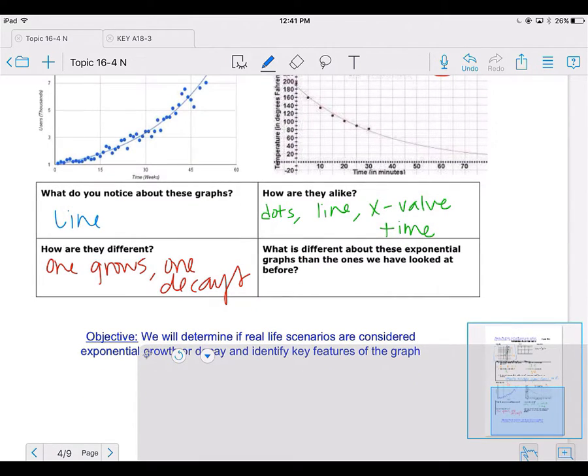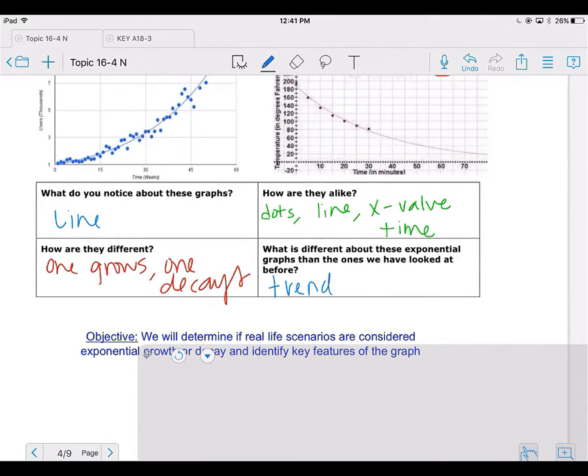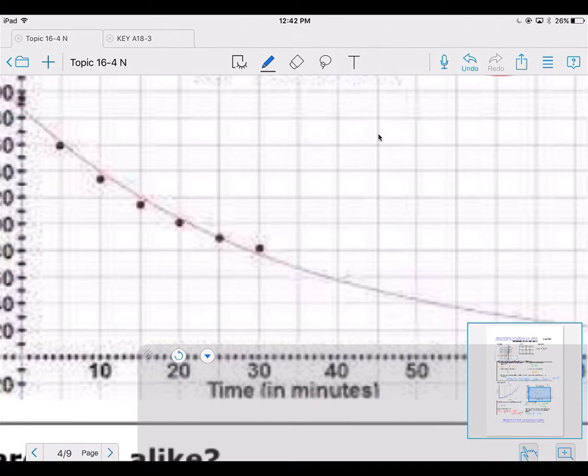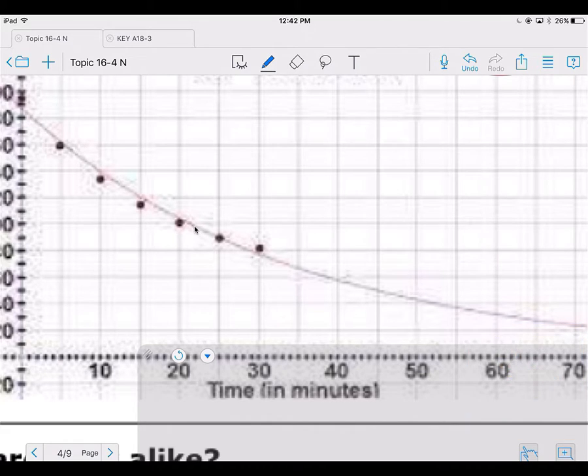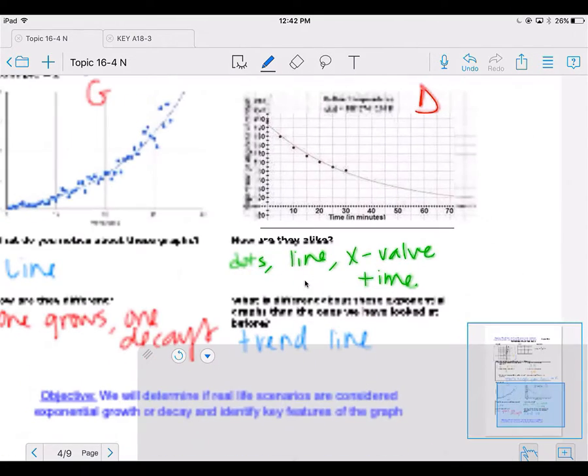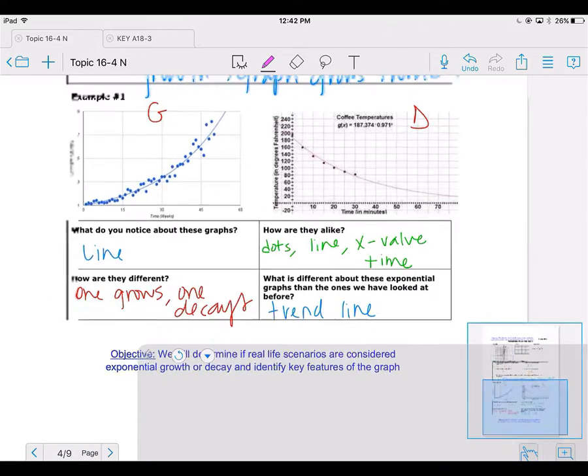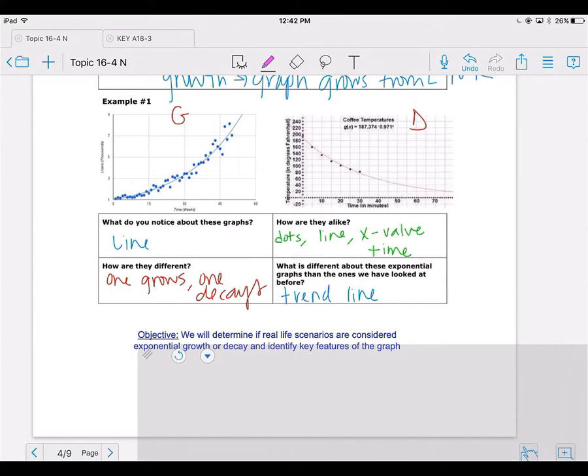And that's what's different for us. These graphs have what's called a trend line, meaning all of these dots are not perfectly on the line, but there is a general upward growth trend. Same thing for the graph on the right. The line does not go exactly through every single point, but these points have a general decaying trend. So we can see a type of trend line that's going through them, which is why these are different than the ones we've looked at so far.